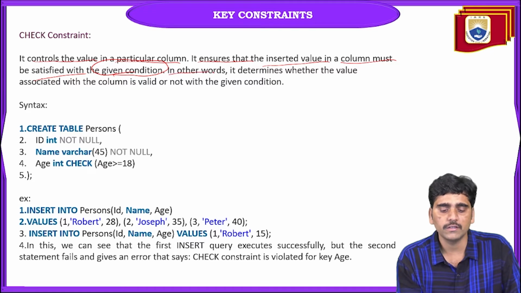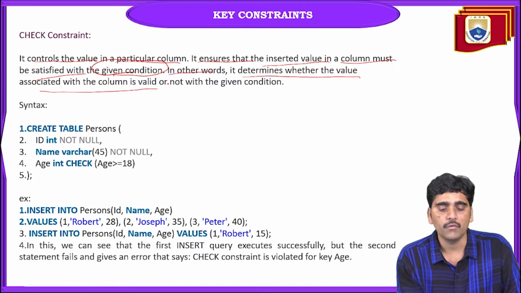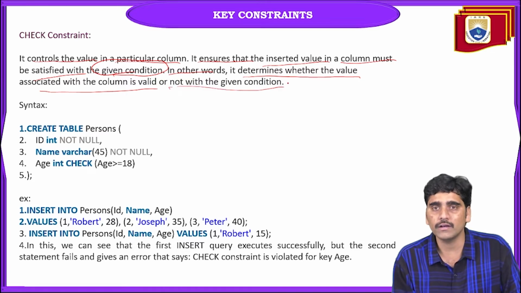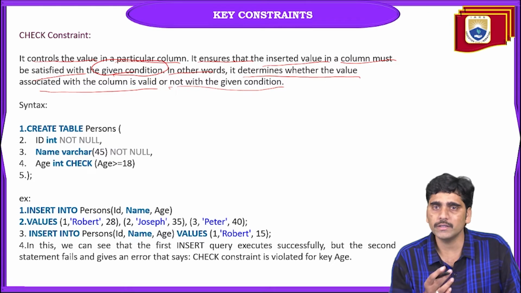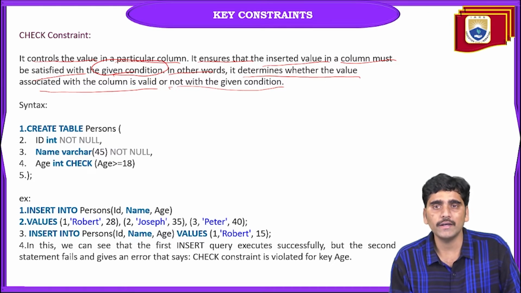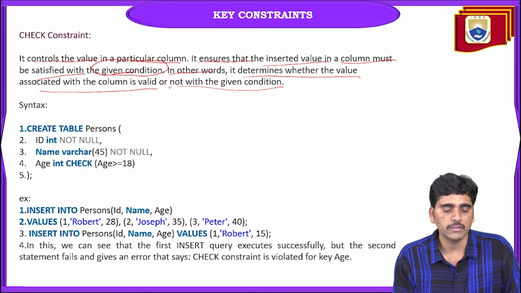In other words, it determines whether the value associated with the column is valid or not under the given condition. So the condition is validated. After it is validated, the value is inserted. If it is not validated, the inserted value is not going to be inserted. So we'll see an example. Here I am going to create the table. Create table persons.